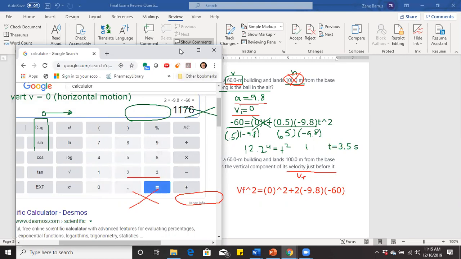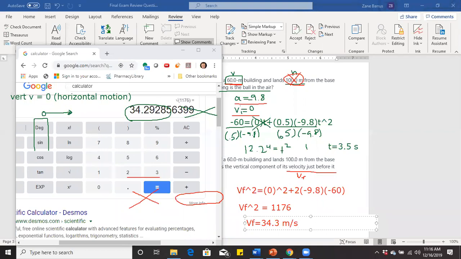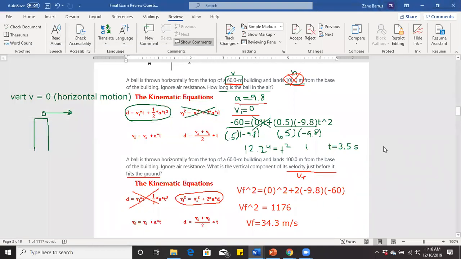And I get that VF squared is going to be equal to 1176. Now, if I take the square root of that, that should give me what VF is. Square root of 1176 gives me a VF of about 34.3 meters per second. So VF equals 34.3 meters per second. This one's going to be a little bit more difficult to gauge just thinking about it logically.